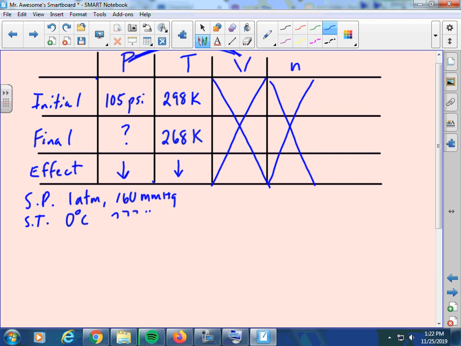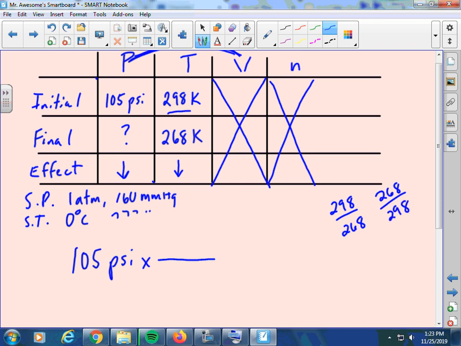So if the temperature goes down, the pressure should go down. So this is what you do. You just take the variable you're solving for, what you know, which is pressure. It's 105 psi. And you're just going to take that and multiply it by a fraction. That fraction is the ratio of temperatures. I can either do 298 over 268, or I can flip it upside down and do 268 over 298. Okay, I can do either one.